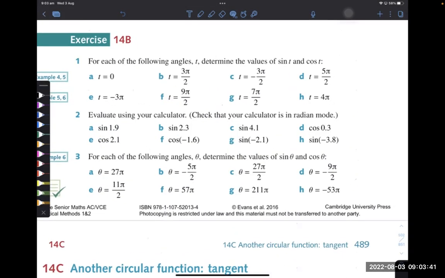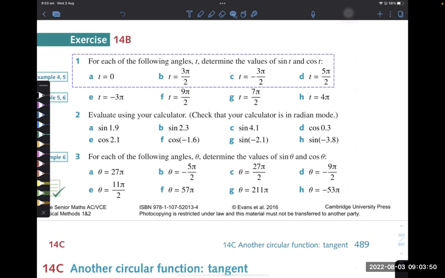Example, part number 1. So which questions did you have issues with? Just all of it? Okay. Now it says here, for each of the following angles, determine the values of sine and cos.